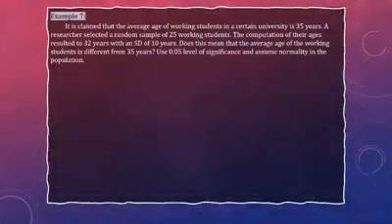Example. So it is claimed that the average age of working students in a certain university is 35 years, and the researchers selected a random sample of 25 working students. The computation of their ages resulted to 32 years with a standard deviation of 10 years. Does this mean that the average age of the working students is different from 35 years? So use 5% level of significance and assume normality in the population.